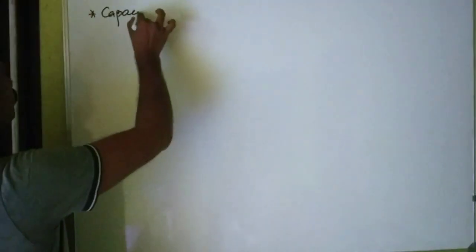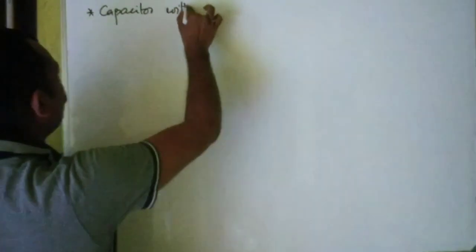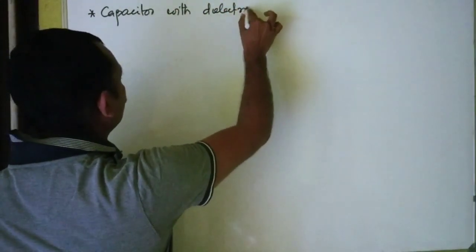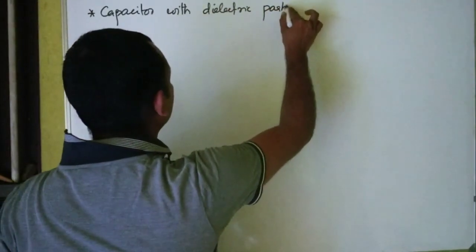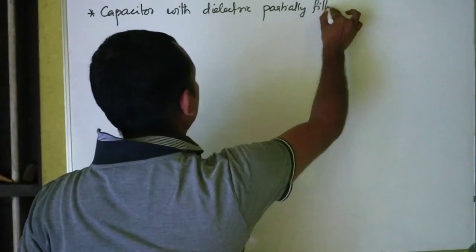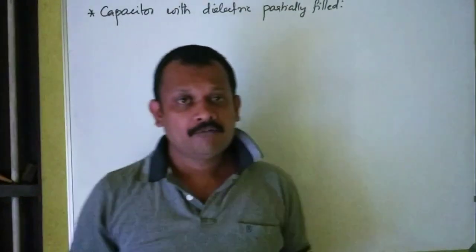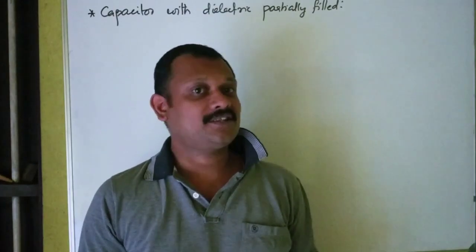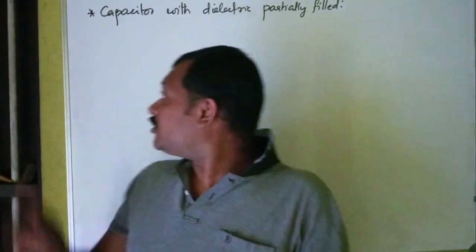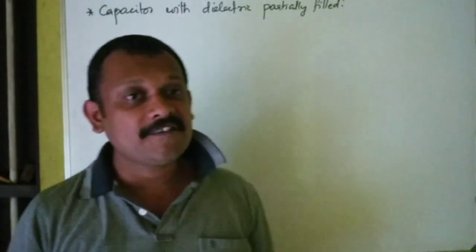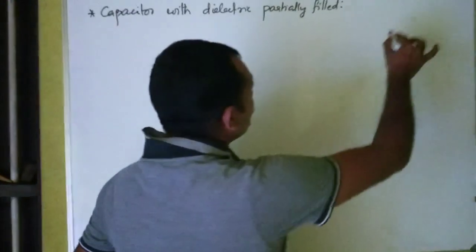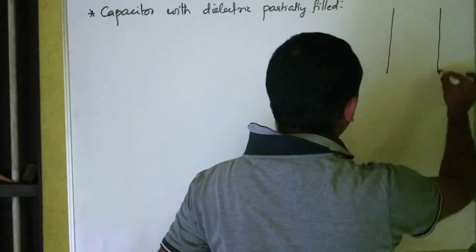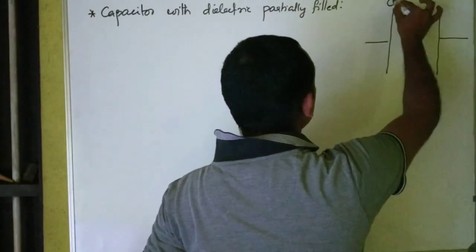Now in today's discussion, we are going to consider a capacitor with a dielectric partially filled. In the last session, we discussed dielectric completely occupying the space between the plates of a capacitor. Now in this session, we are going to discuss dielectric which is partially filled between the plates of a capacitor.